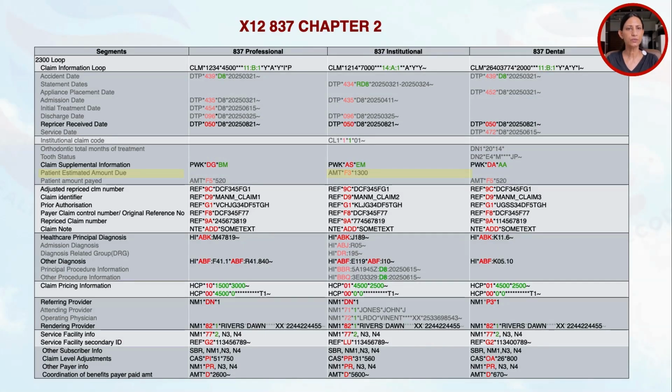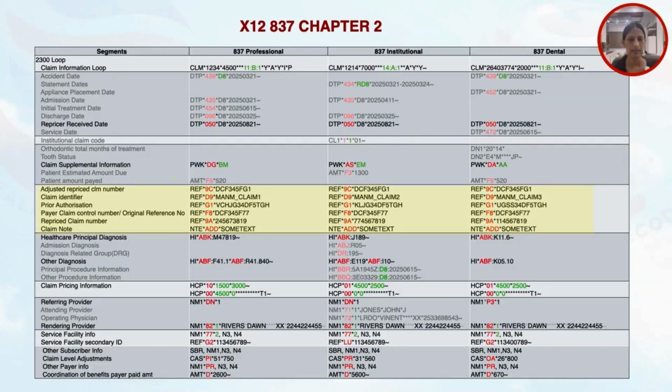For 837I claims, they use qualifier F3, which indicates the patient responsibility for this claim. For 837P and 837D, because they're outpatient claims, F5 indicates the total amount that the patient already paid towards this treatment. Then a few REF variants with important qualifiers. We'll talk about them now.